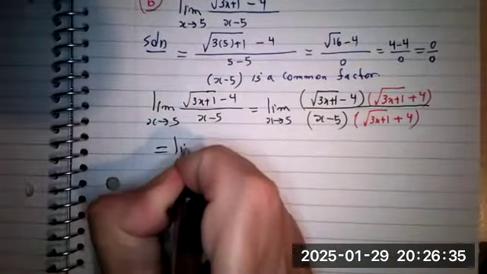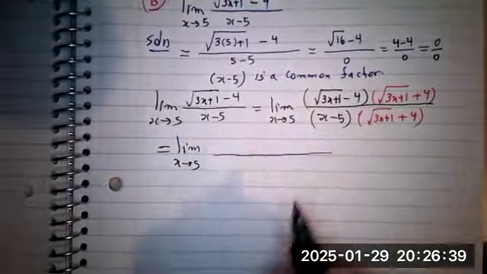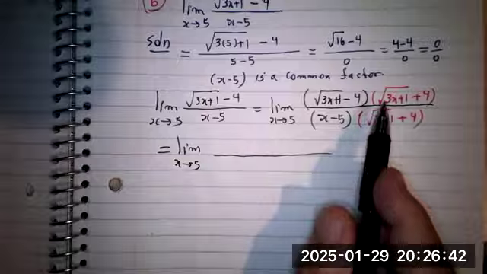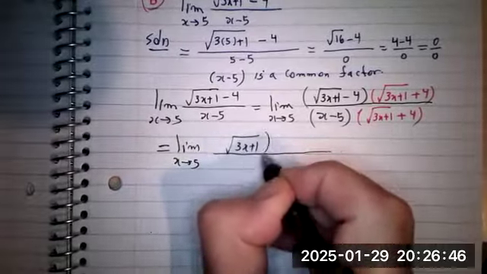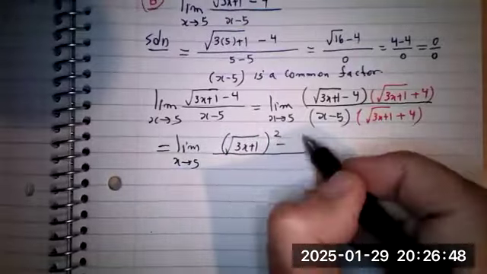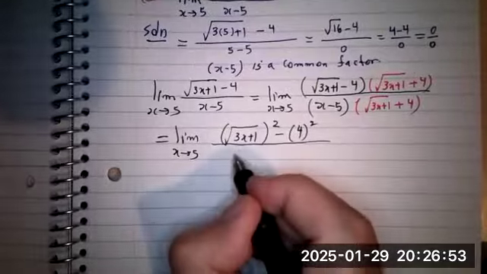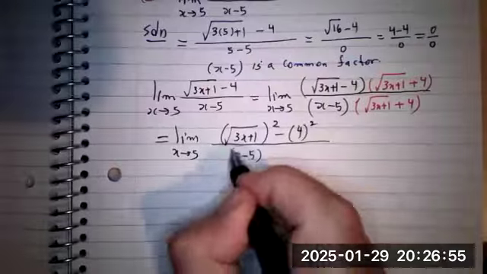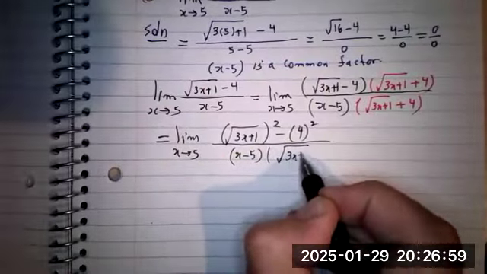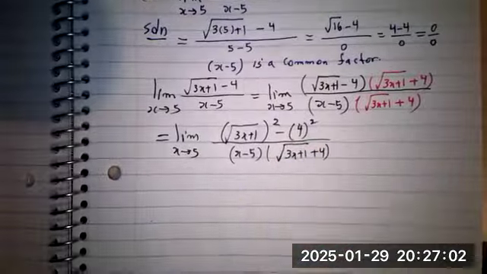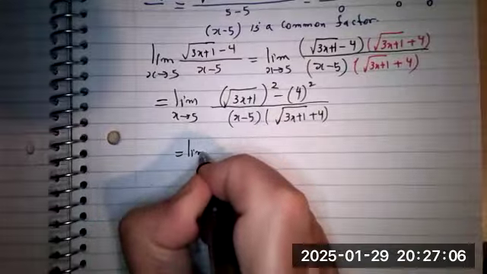So it is the limit as x goes to 5. There you are. The square of the first one, you like multiplying these two together: radical 3x plus 1, everything squared, minus the square of the second one. The bottom one as is, x minus 5, times the square root of 3x plus 1 plus 4. Continue on the top, you square this one, you lose the radical.